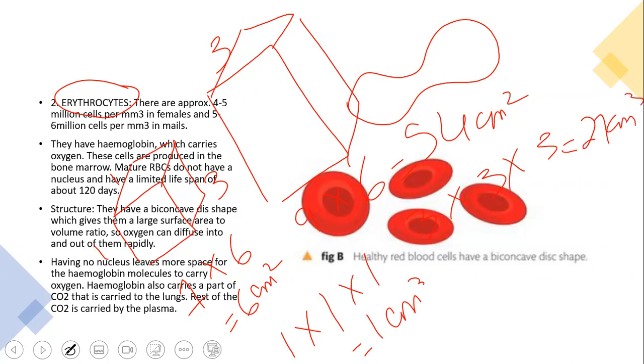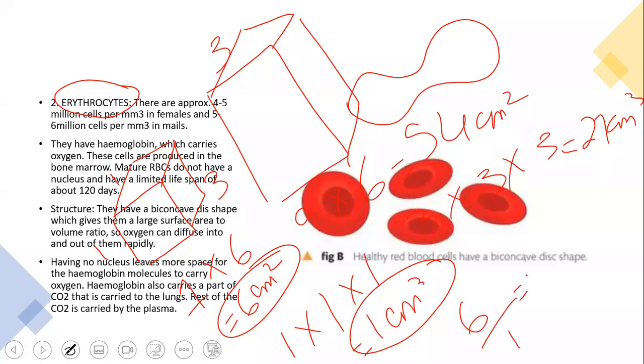And now let's take out the ratio of the surface area and the volume. The surface area of the smaller cube is 6. Volume is 1, which gives us a ratio of 6. The surface area of the bigger cube is 54, and the volume is 27. So we get the answer of 2.